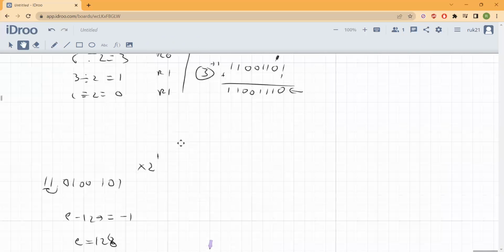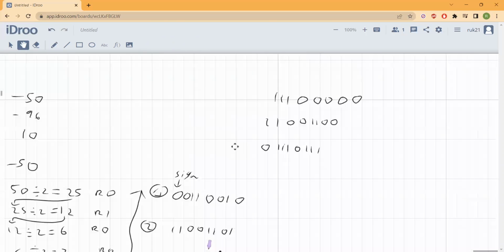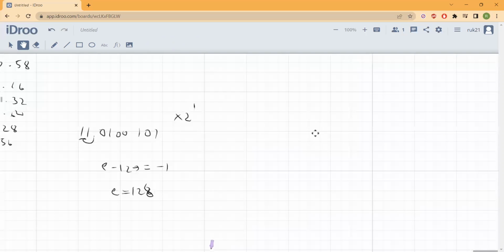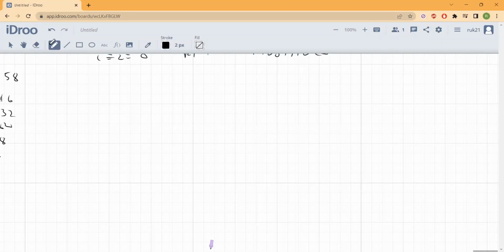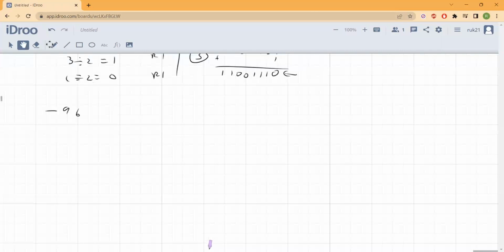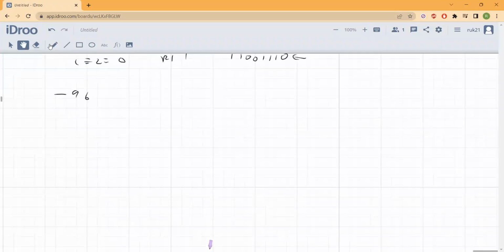Next, we have -96. Oh boy, we're gonna have a fun time converting 96, but it's gonna be good practice. Let me just erase this quickly. There you go. So we have -96. Again, the first step is to write out 96 in just its binary form.